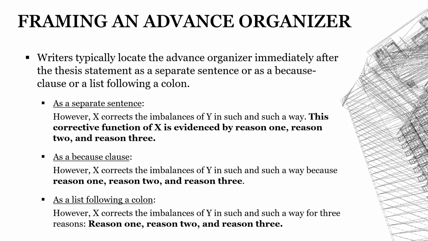As a separate sentence, consider this example. However, x corrects the imbalances of y in such and such a way. This corrective function of x is evidenced by reason 1, reason 2, and reason 3. As a because clause, note this example. However, x corrects the imbalances of y in such and such a way because reason 1, reason 2, and reason 3.